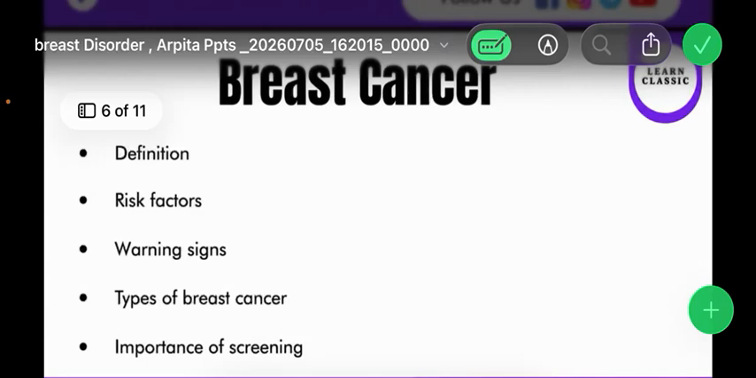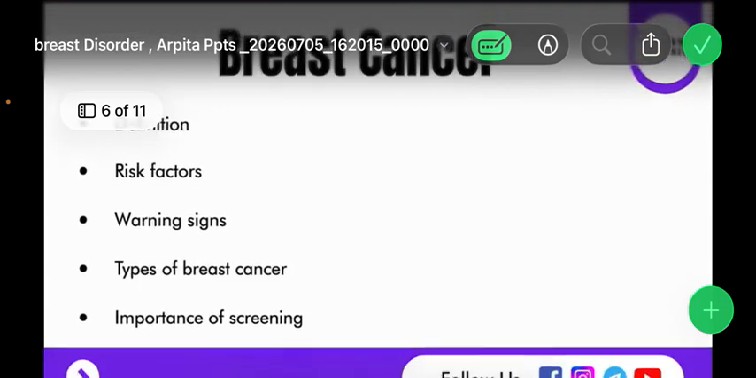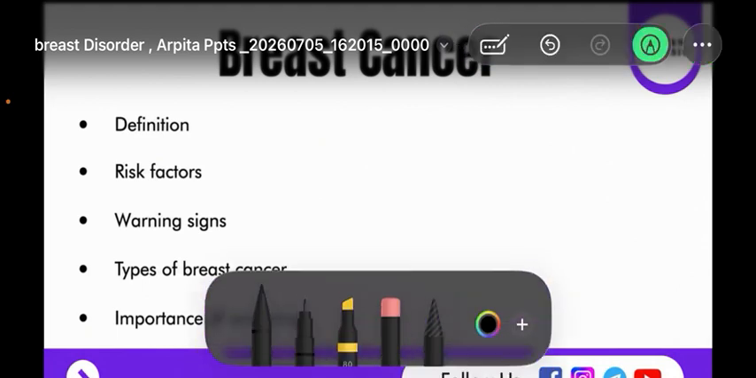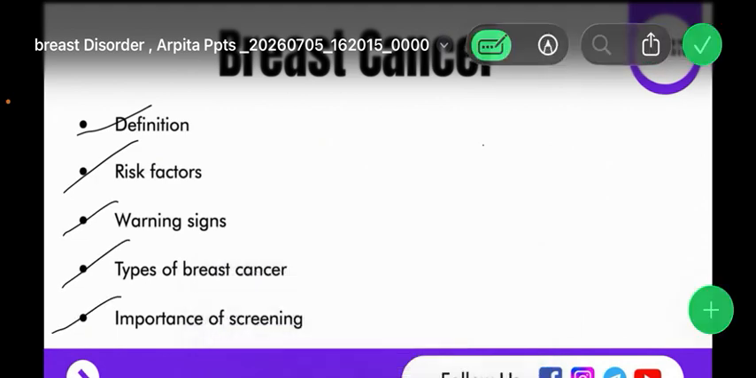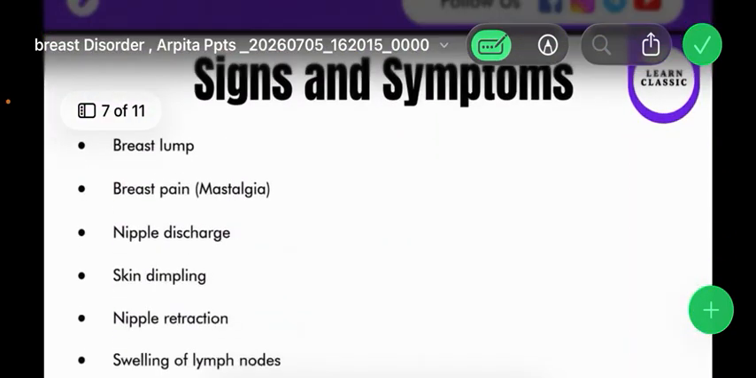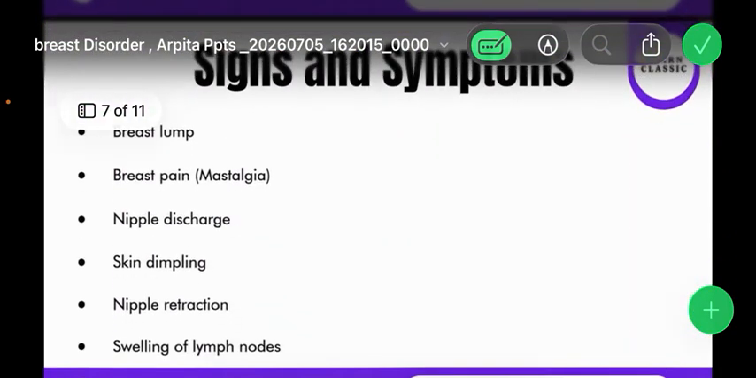Now in breast cancer, the important parts to read are the definition, risk factors, warning signs, types of breast cancer and importance of screening, so that early screening and detection help in preventing complications. Now signs and symptoms include breast lump, breast pain that is mastalgia, nipple discharge, skin dimpling, nipple retraction, swelling of the lymph nodes.